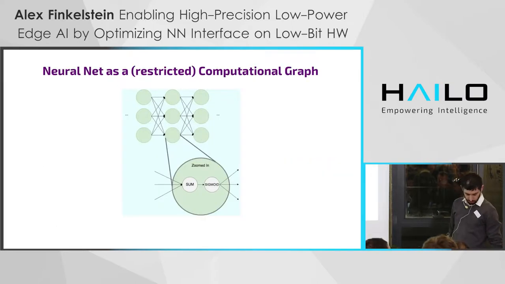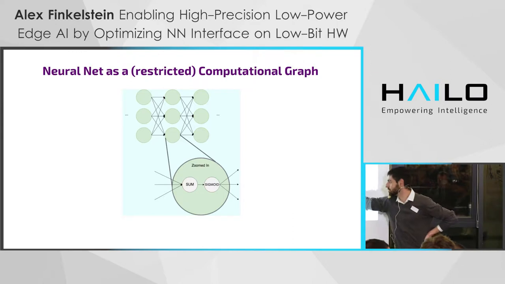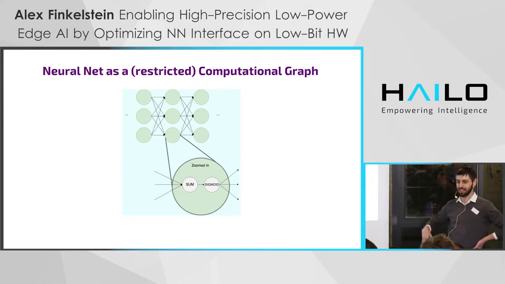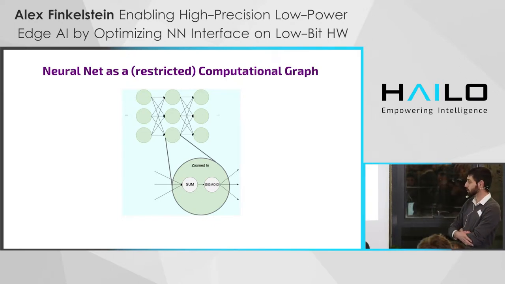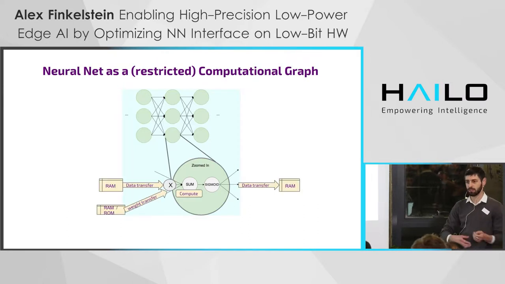To make it even more concrete, what's a neural network? Eventually it's a computational graph. You have, ignore the sigmoid, please. So you have the data flowing over the edges, and nodes are, of course, the computational operations. And eventually this has to be mapped to hardware.